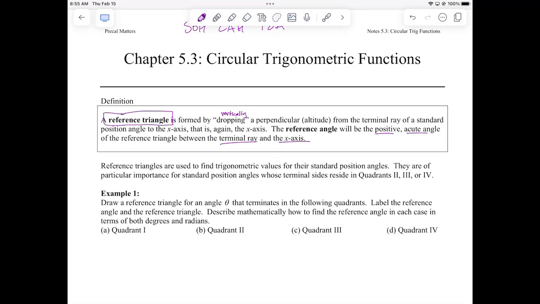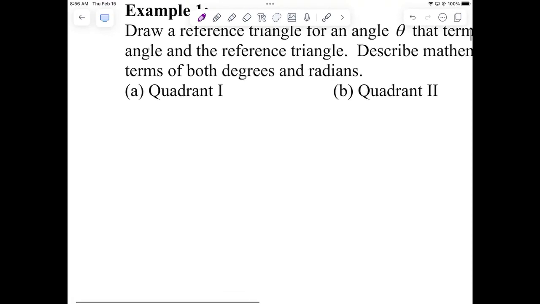Now, if the terminal ray terminates in one of the four quadrants, we're going to actually have a triangle. If the terminal ray terminates on the x or y axis, on one of the quadrantal angles, as we already know, there is no reference angle. It's undefined. It's not acute, and we won't have a triangle. But let's take a look at what happens if we look at each of the four quadrants.